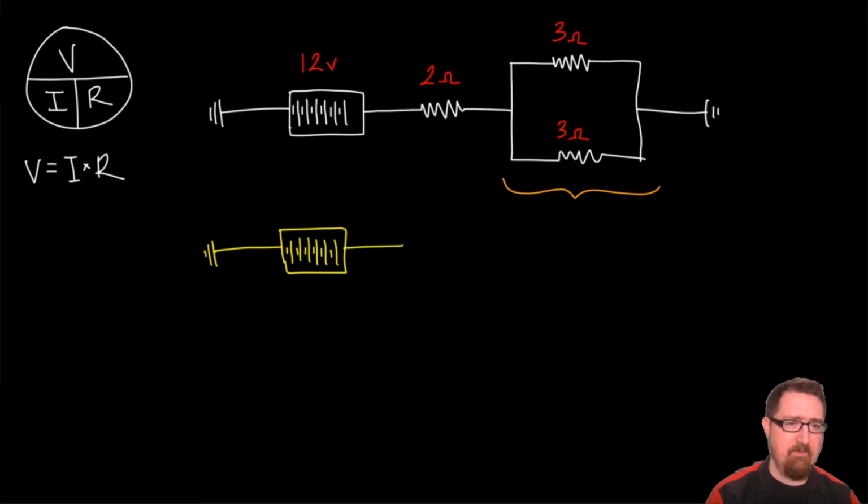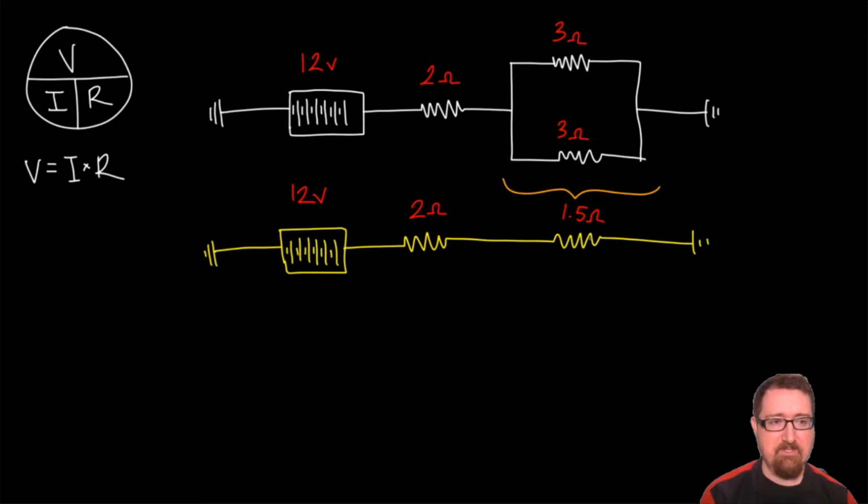So we have our first resistor, and then we have our second resistor, and then we got our ground. So again, drawing this out, this has 12 volts. We have our 2 ohms. That has not changed. This one here, even though it is a parallel circuit, we're going to say the total resistance for that particular section of that circuit is 1.5 ohms.